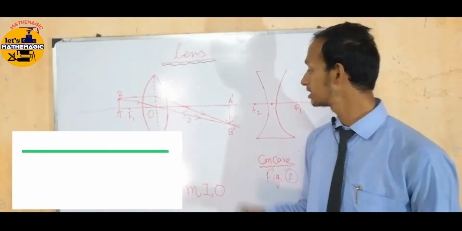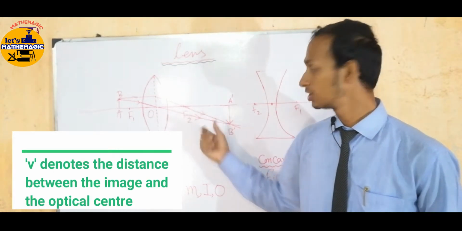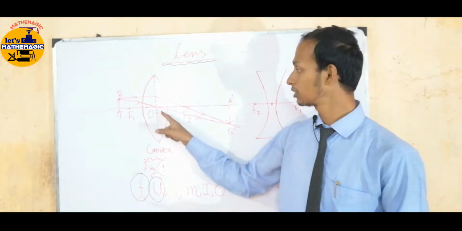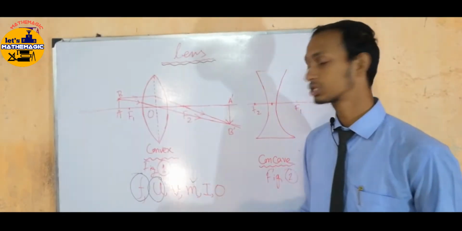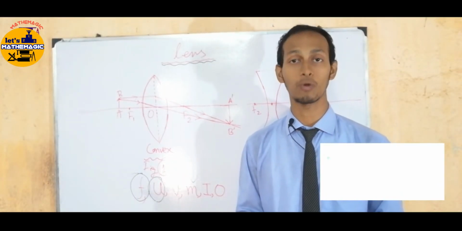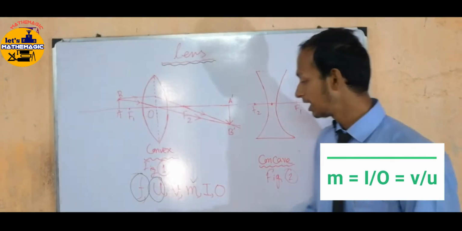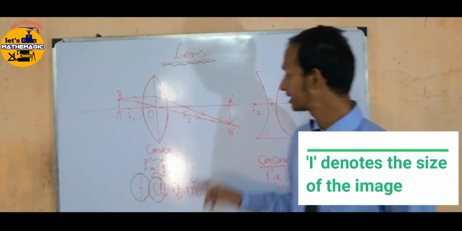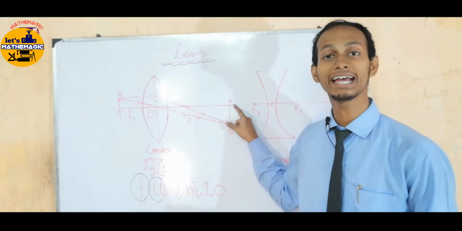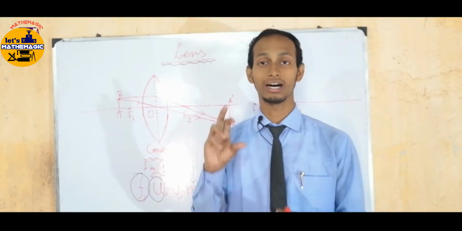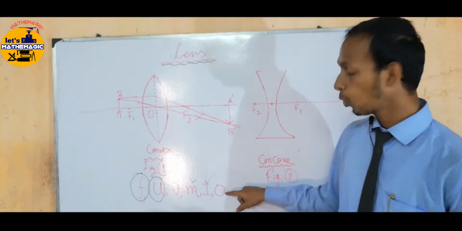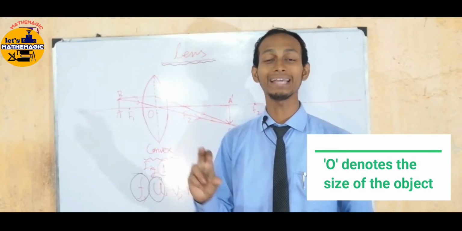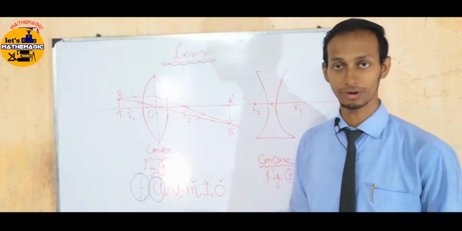Then we come to small v. This small v is the distance between the lens and the image. Here the image is at A dash, so for this diagram v equals OA dash. Next, small m is the magnification of the lens. I'll come to this part later on. Next is capital I. Capital I denotes the size of the image. Here in this figure, the image is A dash B dash, so A dash B dash will be the size of the image. O means the object. Here the object is AB, so the size of AB will be the value of O.